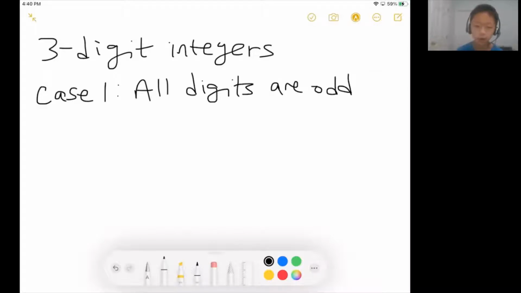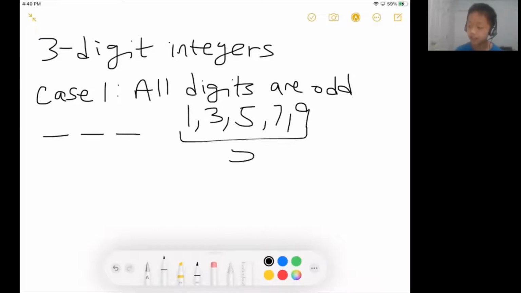So if all the digits are odd, let's just draw three blanks to represent three empty digits. So the possible odd digits are going to be 1, 3, 5, 7, and 9. These are the possible odd digits. So that's going to be 5 numbers.